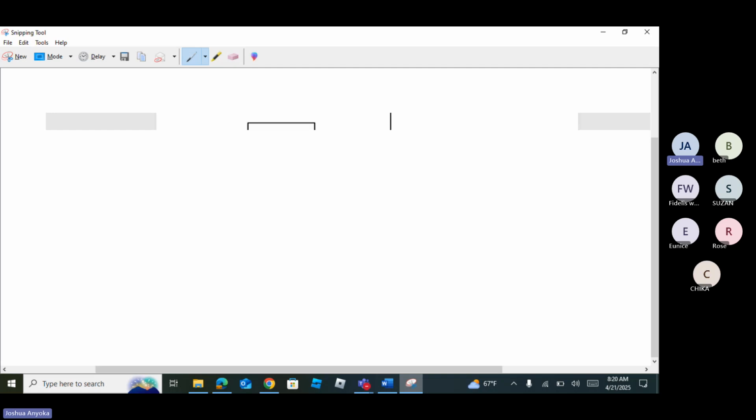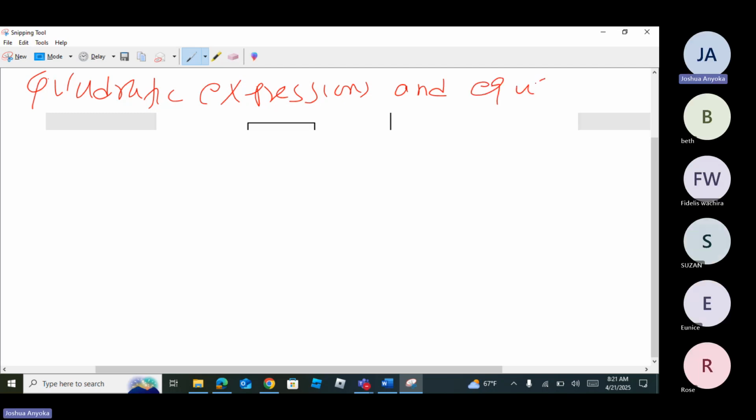Quadratic equations, quadratic expressions, and equations.